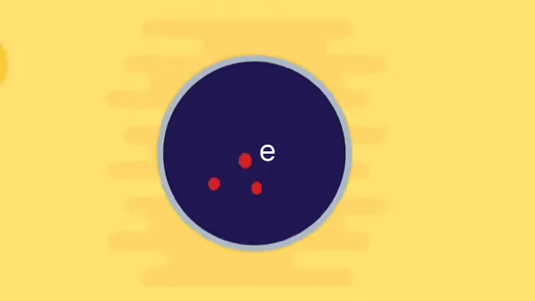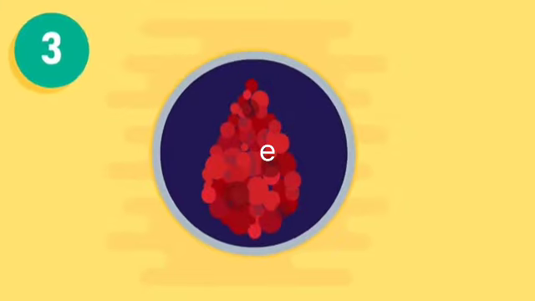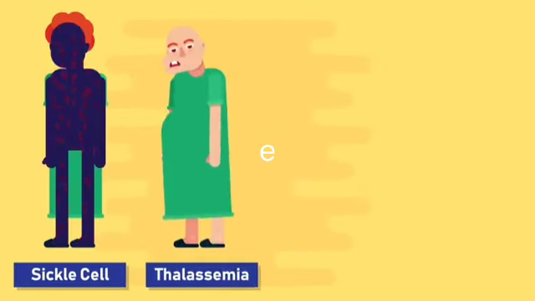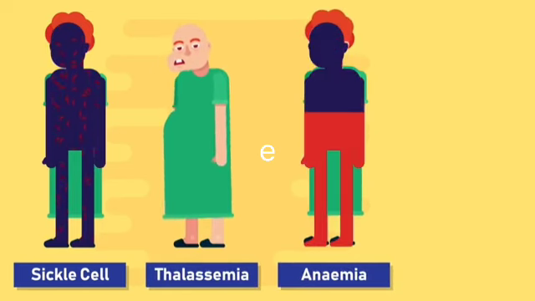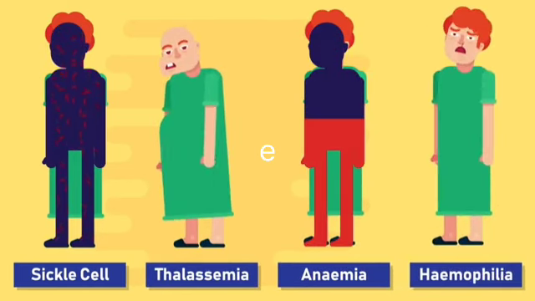To prevent complications from an existing blood or bleeding disorder, such as sickle cell disease, thalassemia, or anemia caused by kidney disease, haemophilia, or von Willebrand disease.